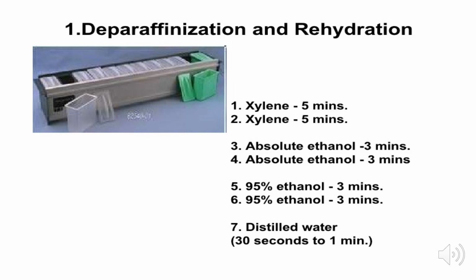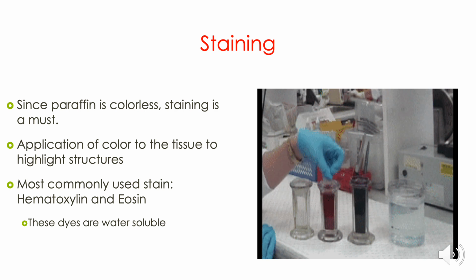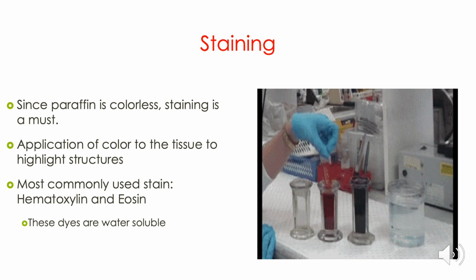After performing deparaffinization and rehydration, we will now proceed with performing staining. Staining is important because the sections that we have prepared are still transparent. Staining is defined as the application of color to the tissue to highlight their structures. Take note, the two most commonly used stains in histology laboratory are hematoxylin and eosin. And these two are water soluble. That's why it's very important to rehydrate the tissue section.